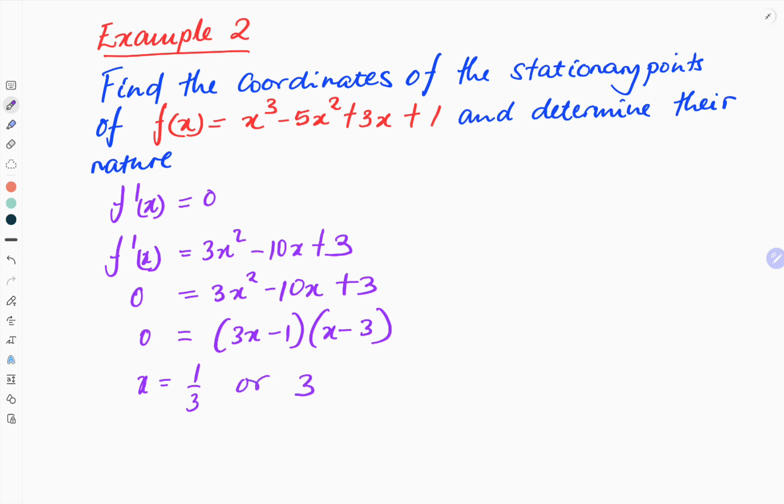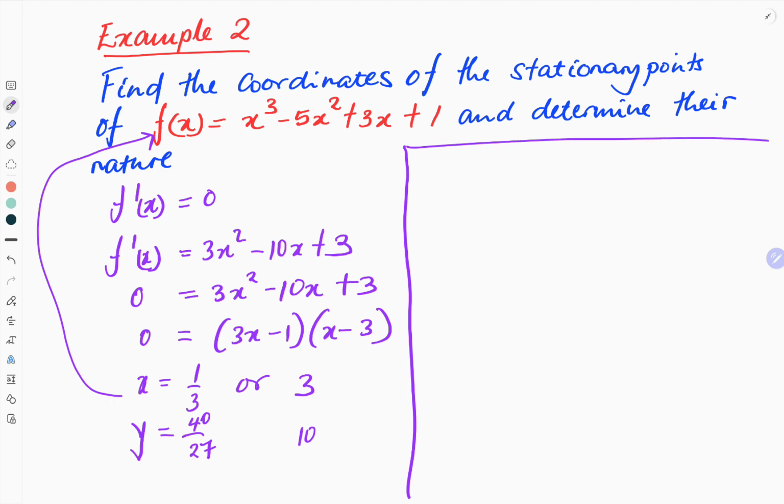So after you get your x coordinates, you can actually determine your y coordinates, remember, by substituting into the original equation. So if you substitute that 1/3, you get your y as equal to 40 over 27. And when you substitute your 3, you get your y coordinate is equal to negative 17. So the coordinates are (1/3, 40/27) and (3, -17). So we have got now the stationary points.